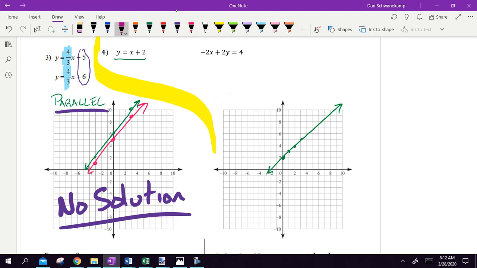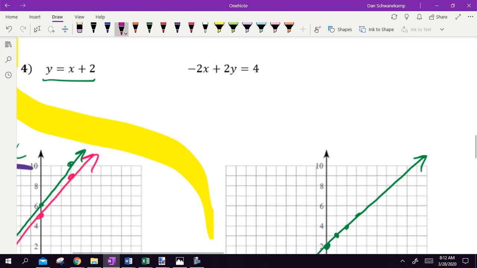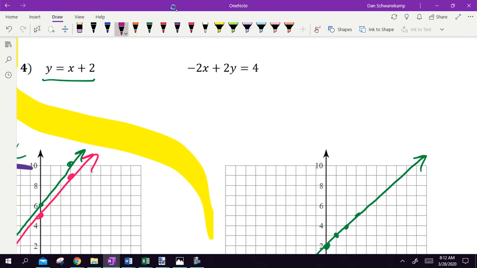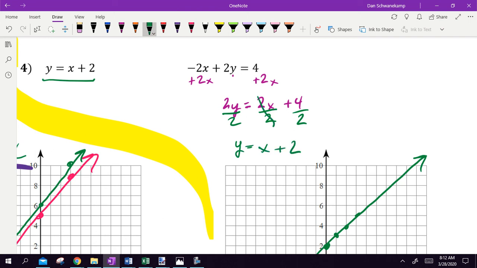And then we're going to graph this one. Well, I don't really want to graph it like this. I'm going to get y by itself, just because it's always easier to graph with y by itself. So I'm going to add 2x. So 2y equals 2x plus 4. Get y by itself, so divide by 2, divide by 2, divide by 2. Y equals x plus 2. So let's graph that. Y equals x plus 2.